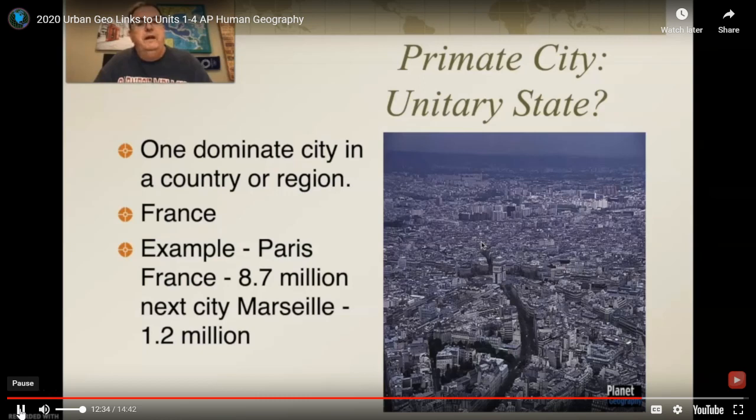Most people can think of that and they say Paris. Well, what a primate city is, it's one city that's way larger, much more dominant, and more than twice the size of the next largest city. And it's dominant both in power and influence and population.